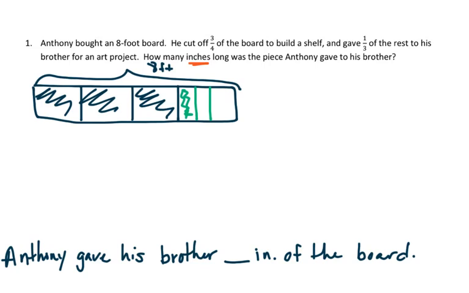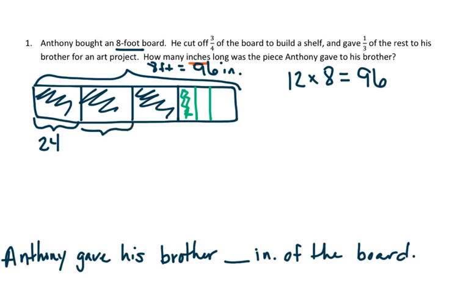So when we originally were reading this problem, it said 8-foot board, but they want our answer in inches. So what I'm going to do is convert from feet to inches. So 8 feet is equal to 96 inches. So if I have this partitioned into fourths, that means each one of these pieces, if I have 96 and I'm dividing it by 4, is going to be 24. Okay, so this is 24, this is 24, this is 24, and most importantly, this last piece is 24, okay?